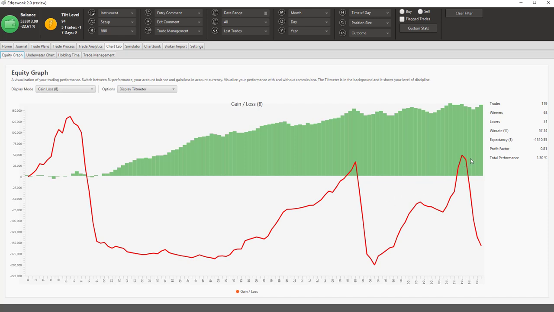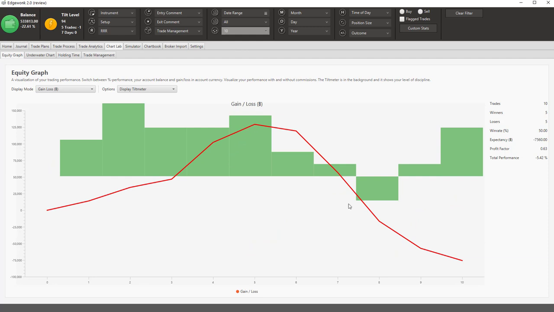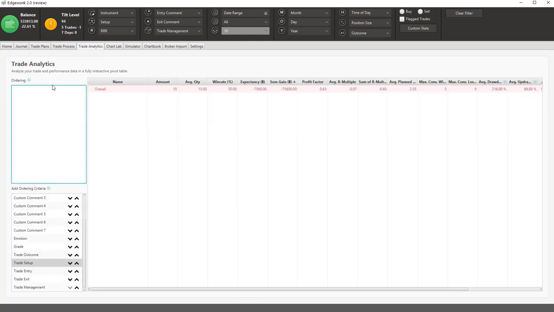One thing that I want to address is here in the last part, it seems like over the last few trades he has lost quite a bit of money. And when you look here at the last 10 trades, we can see this huge decline. So I want to look at what is happening here in the last 10 trades. So we can go back to the trade analytics.